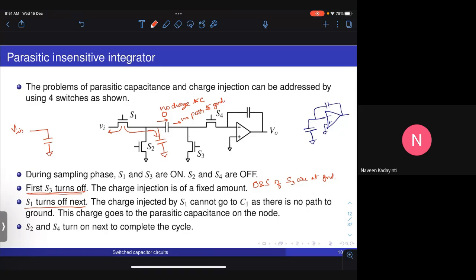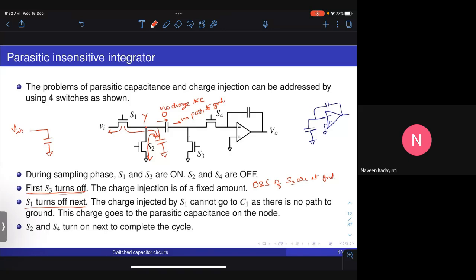Okay, so most of this charge will go to Vi and some small fraction will come to the parasitic capacitance on this node here. Let me call this node Y. Okay, after that what happens is S2 and S4 are turned on. The moment S2 turns on, whatever charge was injected onto this parasitic capacitance goes to ground. So the parasitic capacitance effect is no longer there in the network. Whatever charge was collected by the parasitic capacitance is discharged to ground. So the nonlinear capacitance effect is not going to be there.